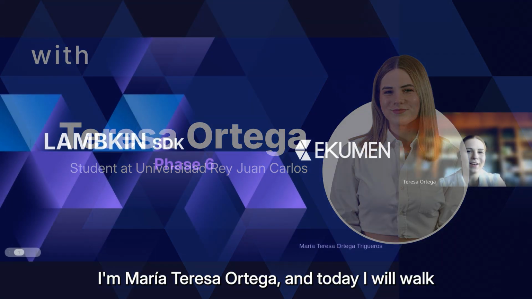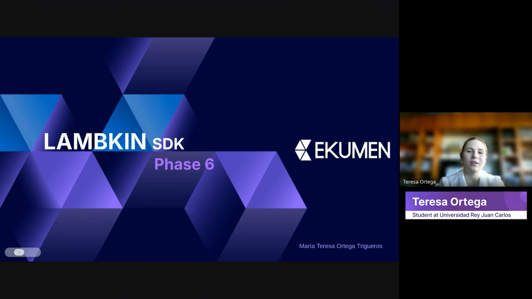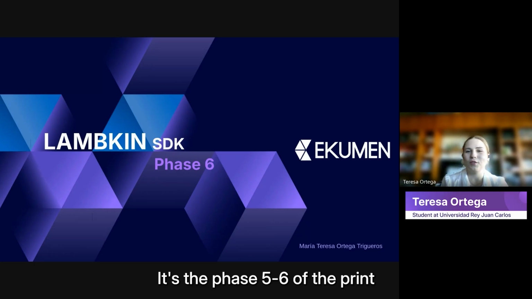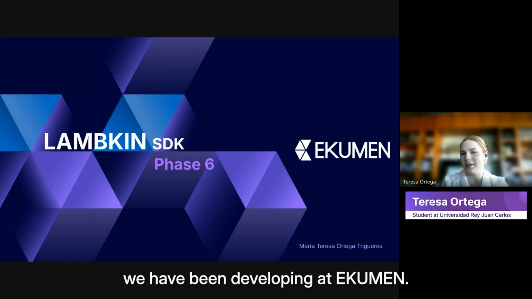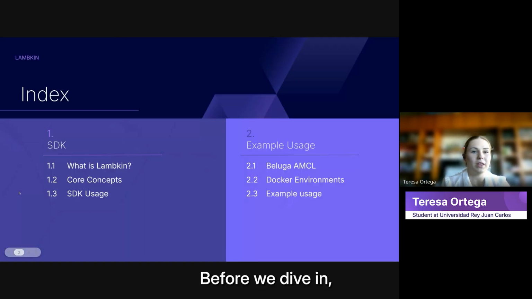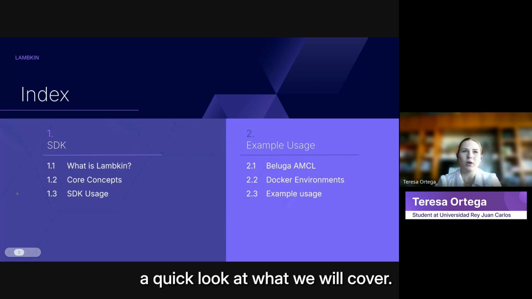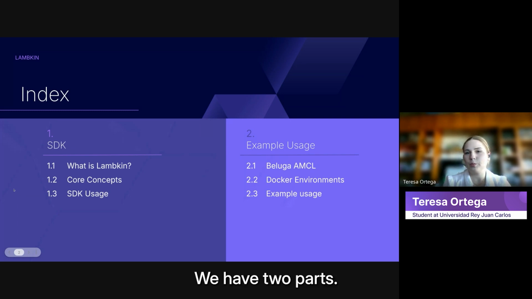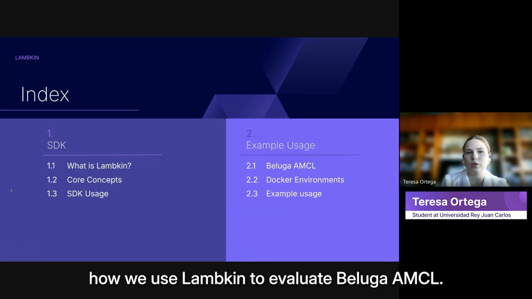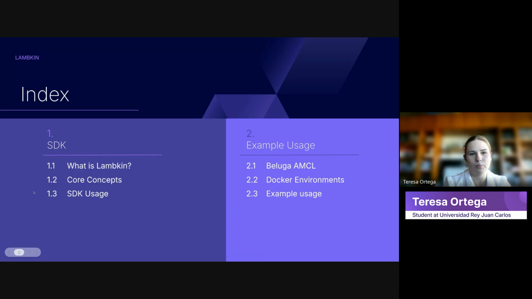I'm Teresa Ortega, and today I will walk you through the current state of the LAMBKIN SDK. It's phase 5.6 of the project we have been developing at Ekumen. Before we dive in, a quick look at what we will cover. We have two parts. The first, the SDK itself, what it is, and the concepts behind it. And then a real example, how we use LAMBKIN to evaluate Beluga AMCL.